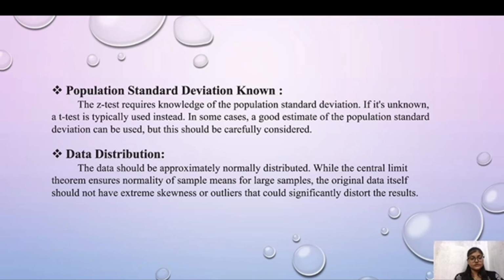Data distribution. The data should be approximately normally distributed, while the central limit theorem ensures normality of sample means for large samples. The original data itself should not have extreme skewness or outliers that could significantly distort the results.